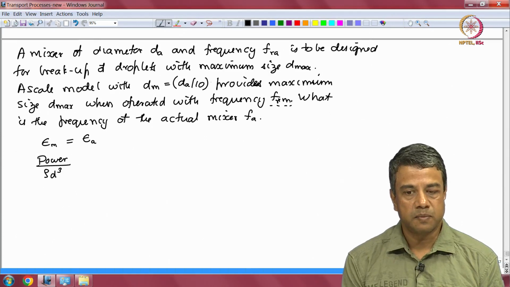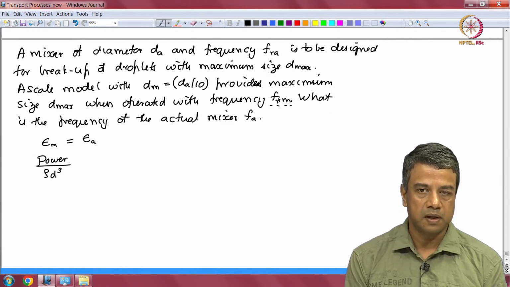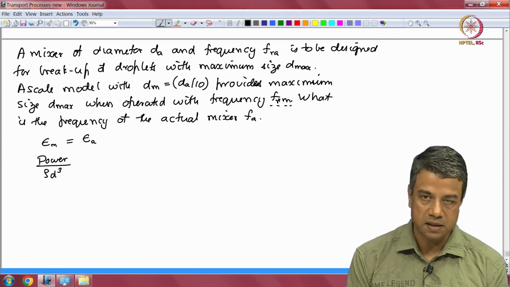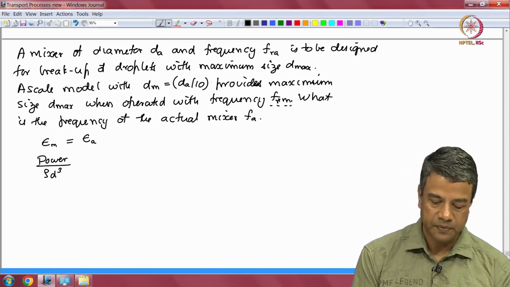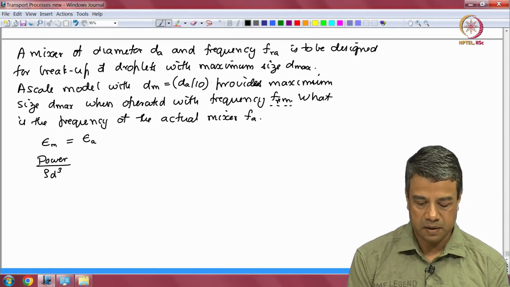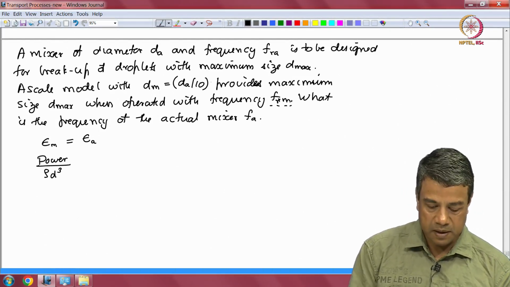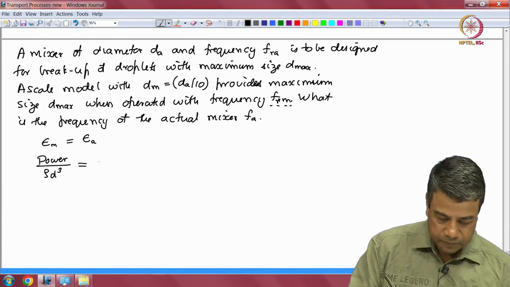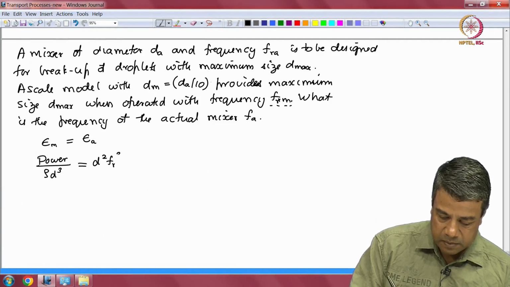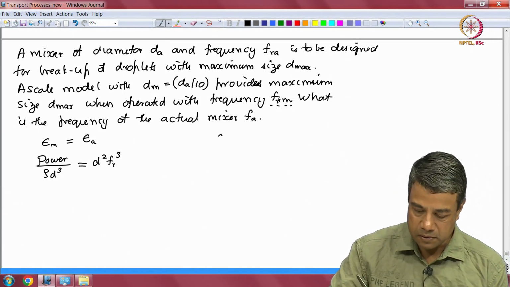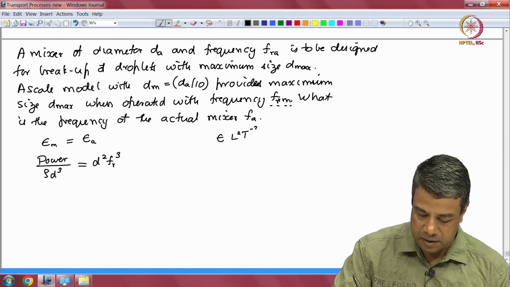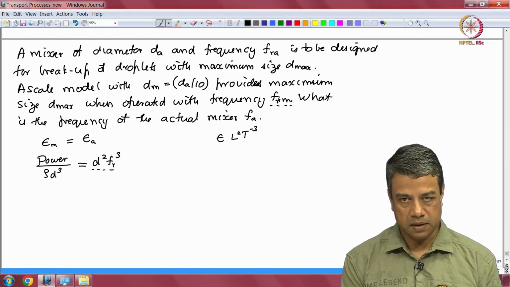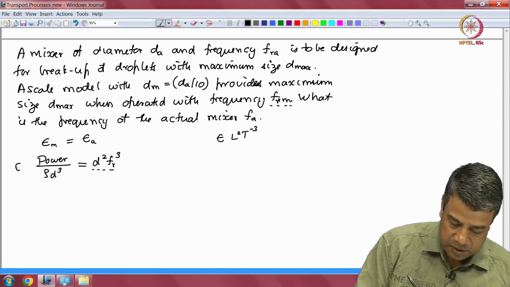The energy dissipation per unit mass is the total power input divided by the unit mass, and mass goes as the density times the diameter cubed. This is the diameter of the impeller, not the diameter of the droplet. So, this power by rho d cubed, just from dimensional analysis, has to scale as d squared times Fr cubed. Note that this epsilon, I told you, has dimensions of L squared t power minus 3. So, this has to scale as the diameter squared times the frequency cubed. That is the energy dissipation per unit mass.